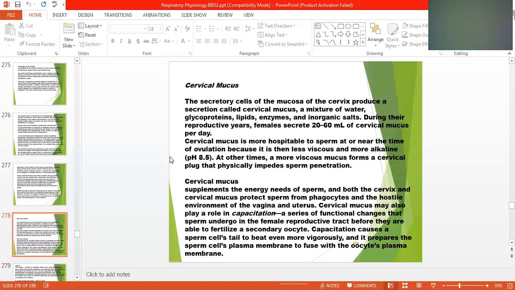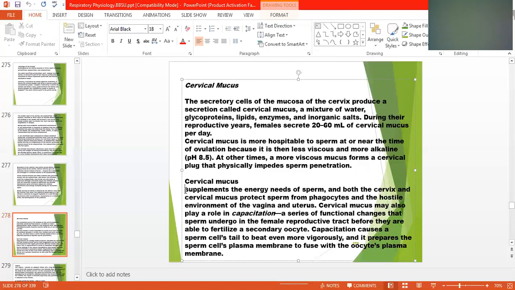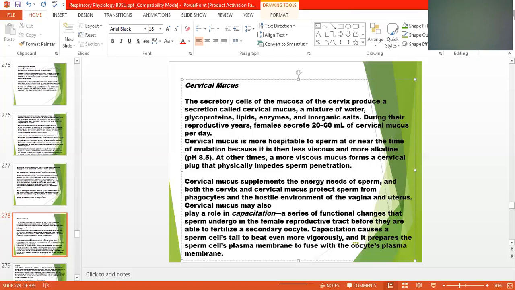Cervical mucus supplements the energy needs of sperm, and both the cervix and cervical mucus protect sperm from phagocytes and the hostile environment of the vagina and uterus.